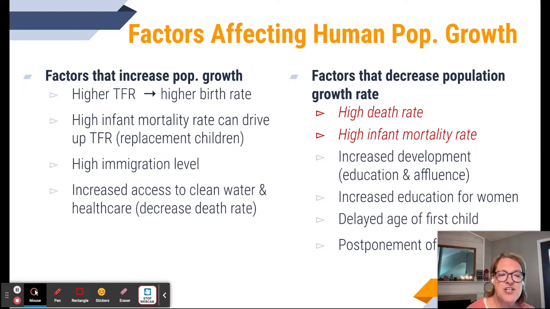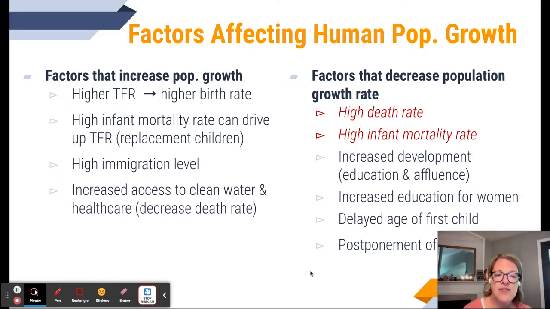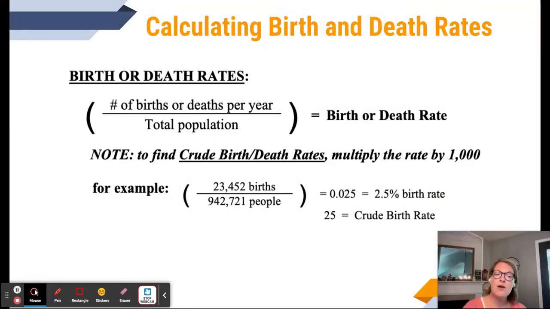And then increased education for women, delayed age of first child, and postponement of marriage age. In other words, getting married at an older age actually decreases the fertility rate, and this in turn decreases human population growth. So, how do we calculate birth rates and death rates?